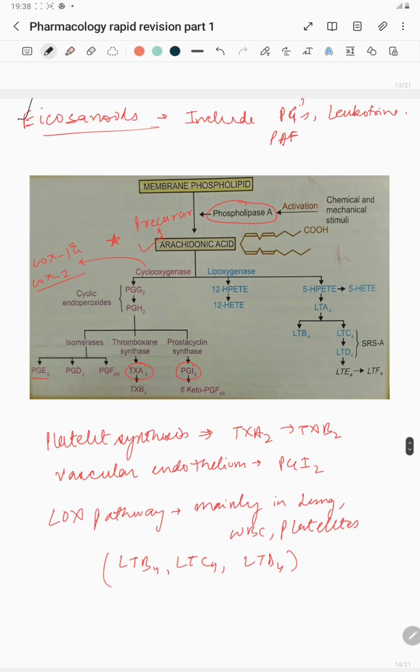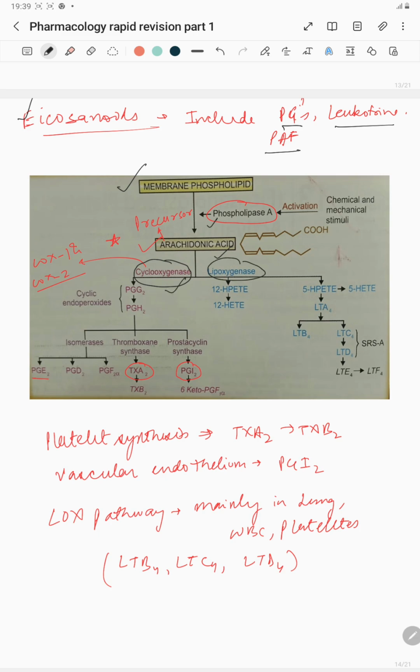Next topic is eicosanoids, which include prostaglandins, leukotrienes, and PAF, that is platelet activation factor. Now the important flowchart. We have membrane phospholipids, and via phospholipase A2, which is a very important enzyme, membrane phospholipids are converted to arachidonic acid. This arachidonic acid is an important precursor for the further cyclooxygenase and lipooxygenase pathways.